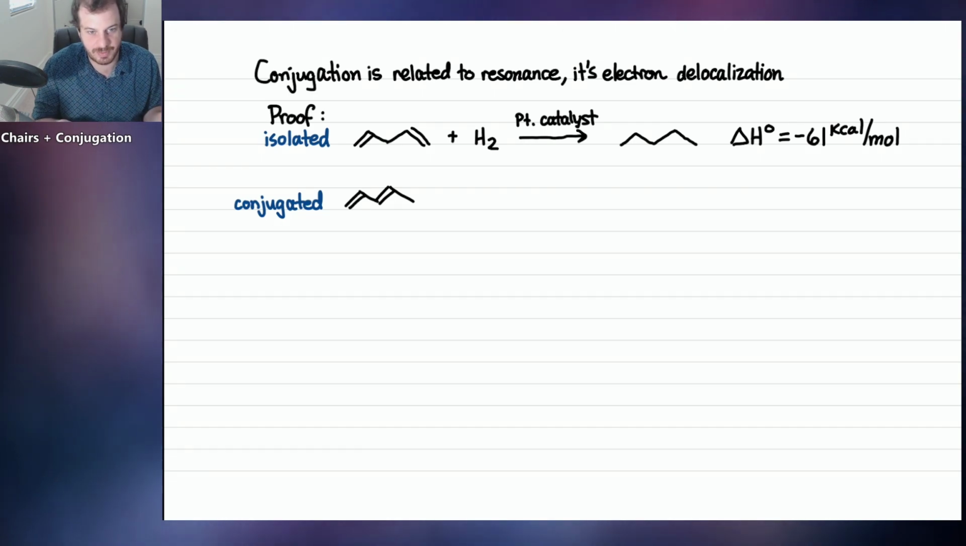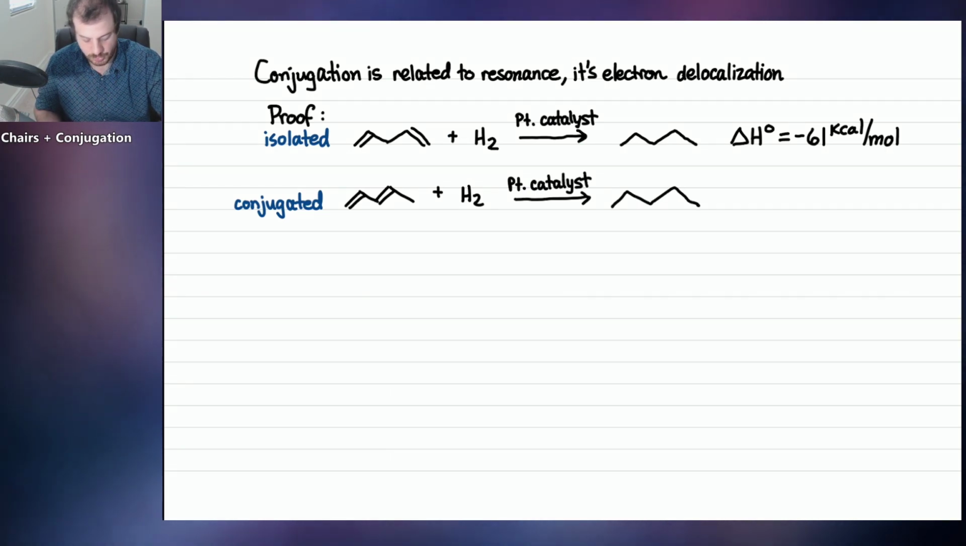I mean, it's got the same number of carbons, the same number of hydrogens. The only difference between the top compound and the bottom compound is the positioning of the double bonds. So what the chemists believed was that there should be no difference in energy between these two hydrogenation reactions. After all, the product is totally the same. However, when they measured the delta H of this reaction, they found it was not negative 61, but rather it was negative 54 kcals per mole.